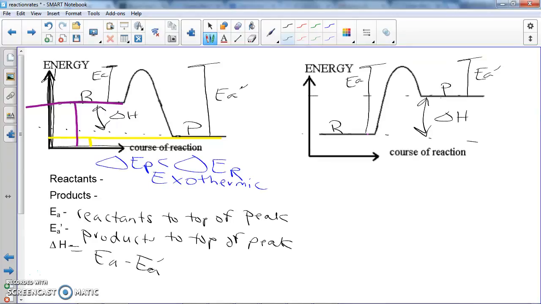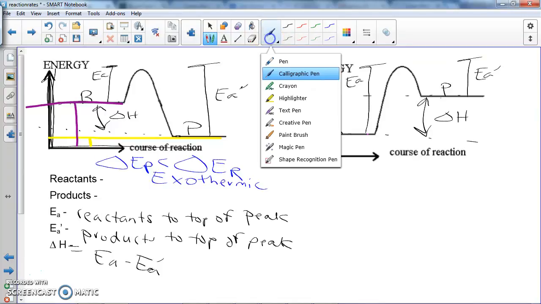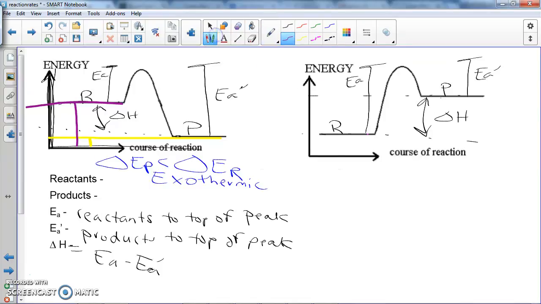All right, and then if we look at the second diagram, and I use my little highlighting tools here, this is the change in energy of the products. This is the change in energy of the reactants. So if we label it the same way, the change in energy of the products versus the change in energy of the reactants, the change in energy of the products is much greater. The yellow spacing is much greater than the purple spacing. And this is when we have an endothermic reaction.